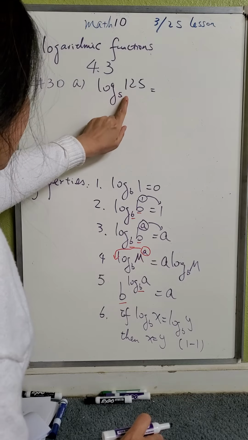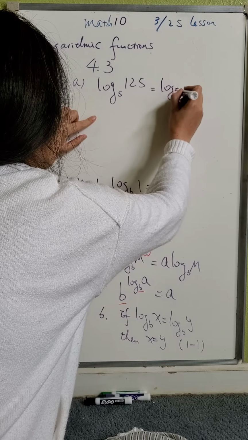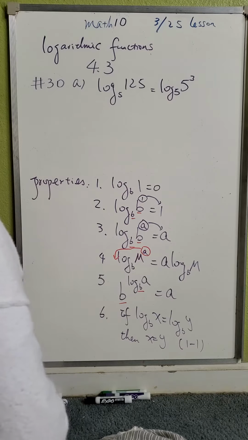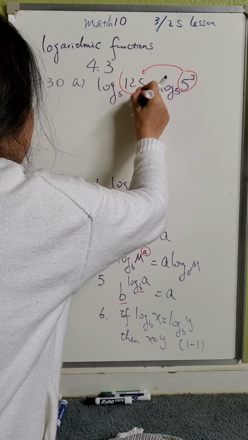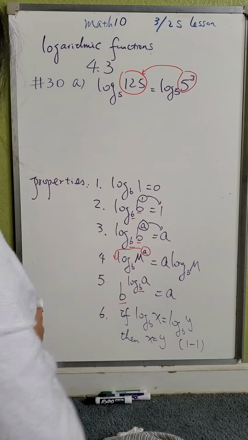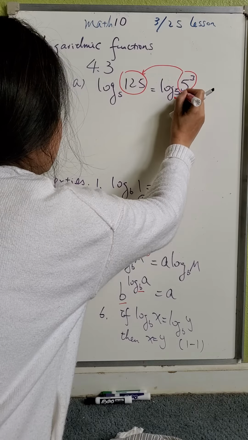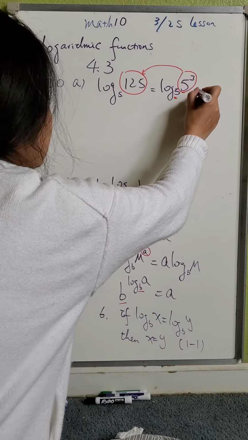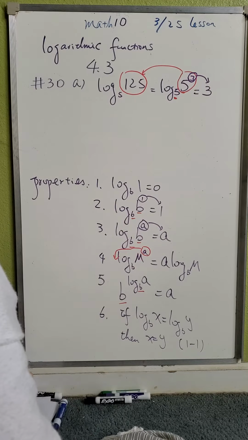So you ask yourself, can I make this one 5 to some power? You notice that 5 to the 3rd power also equals 125. Okay, so now you have the same base. There's a 5 here, and there's a 5 here. Once they're the same, you just equate the powers, so that's equal to 3. This 3 just comes down. So that's how you do part A.